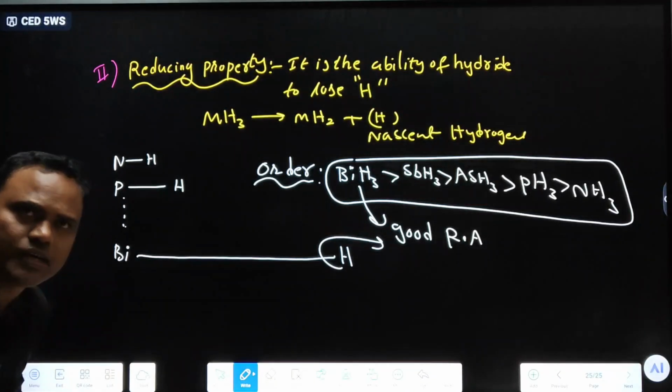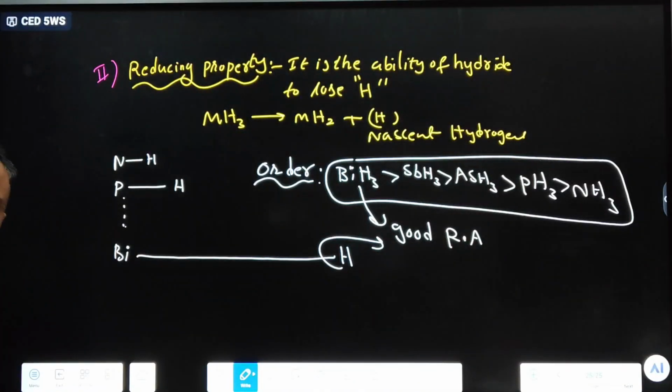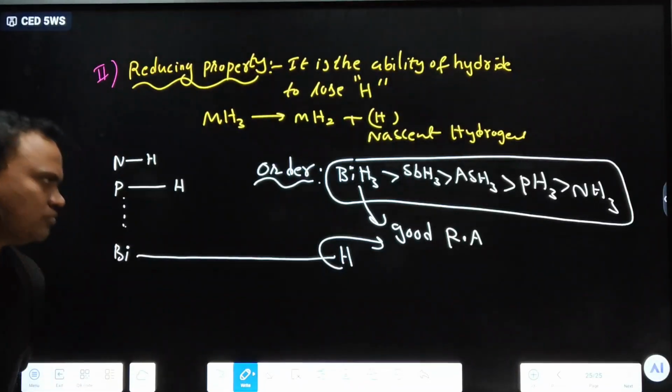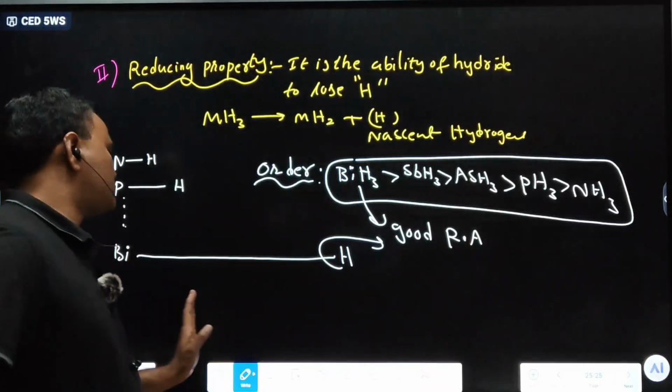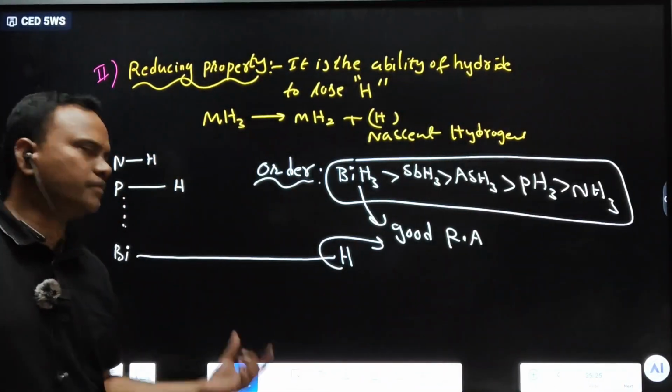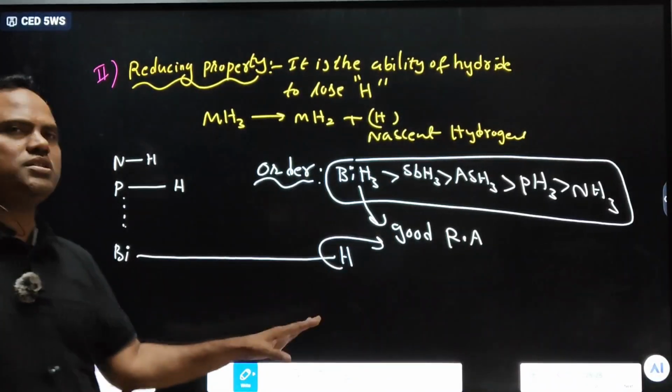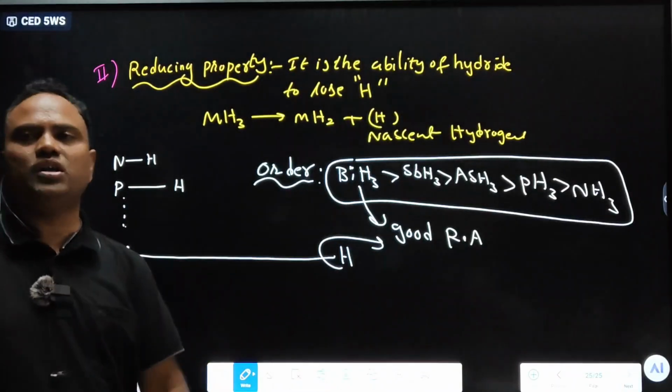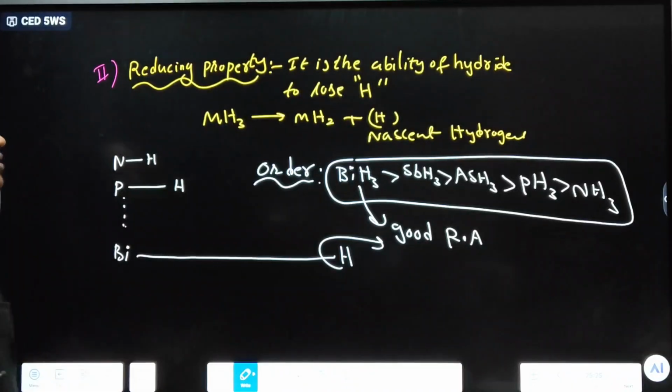What is the first property of hydride? Stability. Second property? Reducing agent. Third property? Lewis basic character. You can write here: the BiH bond is less stable, so we can break the BiH bond easily and release of hydrogen is easy. One statement like that, in our own words.